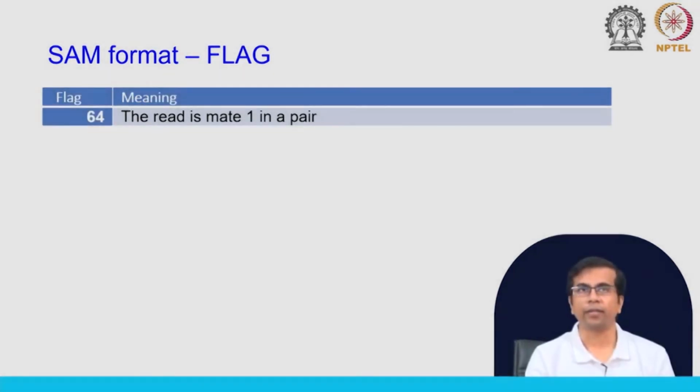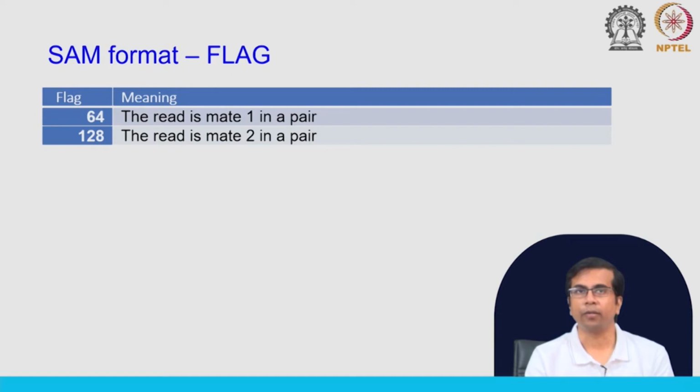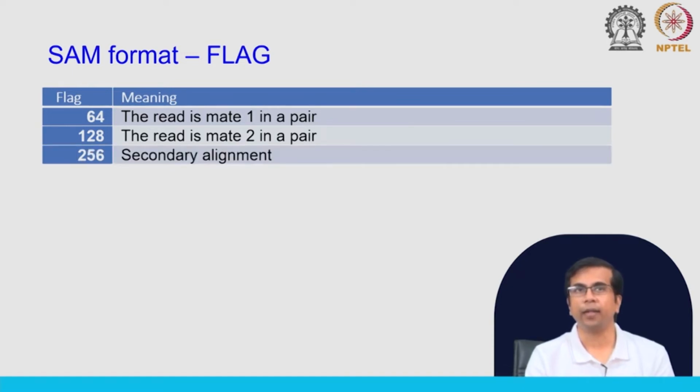Then we have flag 64, which means the read is mate 1 in a pair. So, it is giving us information about these mates, right. So, mate 1, mate 2. If we have flag 128, this means the read is mate 2 in a pair, right. So, if we are dealing with paired end data, we will get these flags. Then we have 256. So, it will tell us whether this is a primary alignment or secondary alignment. So, if you see this flag, this means that this is a secondary alignment and there must be some primary alignment that has been described.